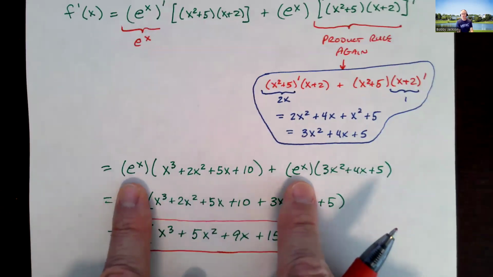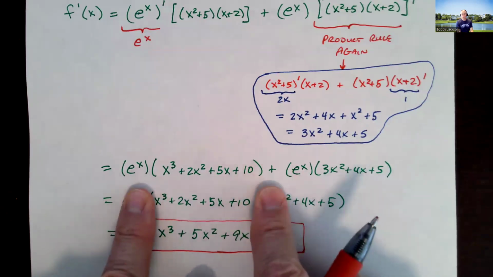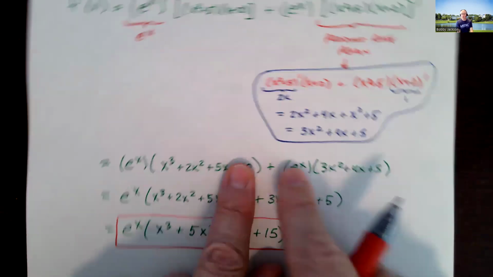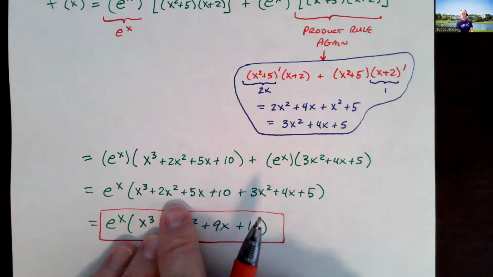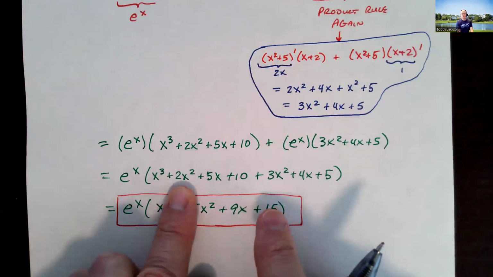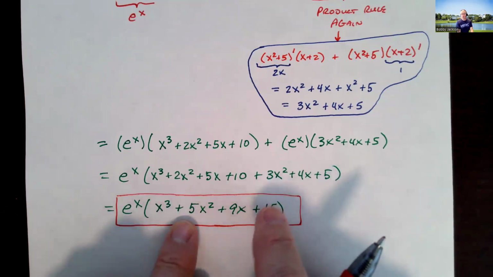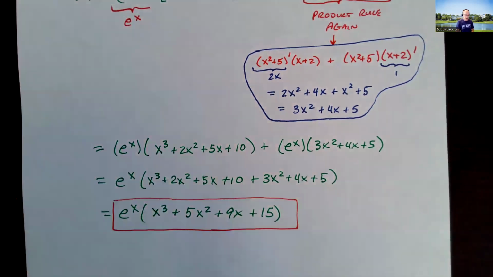I have a common factor of e to the x here, which comes out leaving this stuff in parentheses here, plus this stuff, right, in parentheses here. And now all this stuff here can be simplified because I have like terms. So I've got x cubed, 2x squared plus 3x squared is 5x squared, 5x plus 4x is 9x, 10 plus 5 is 15. And there is your final result.